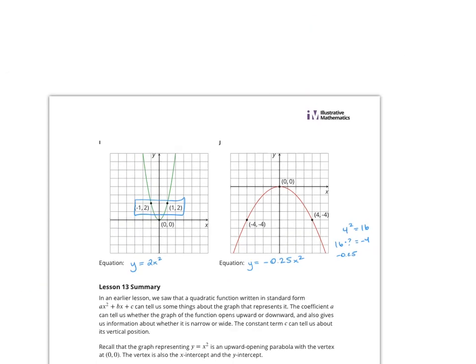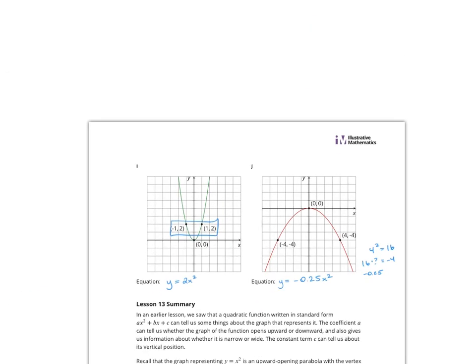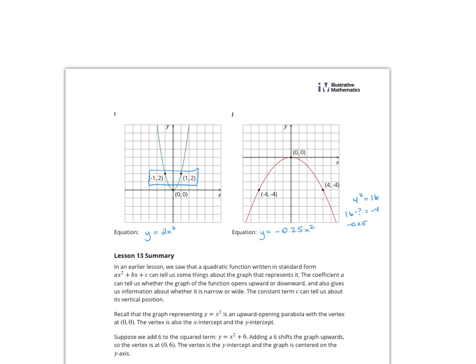So some takeaways from this activity, some things to take into consideration. When the graph opens up, our squared term is going to be positive, and when it opens down, our squared term is going to be negative. When the two x-intercepts are known, we can just write the equations in factored form.